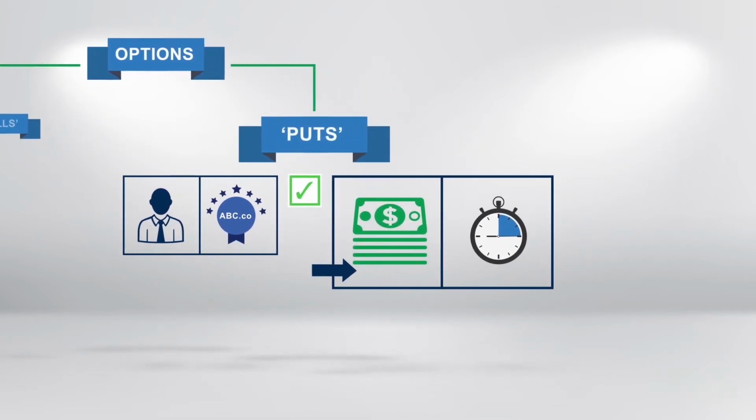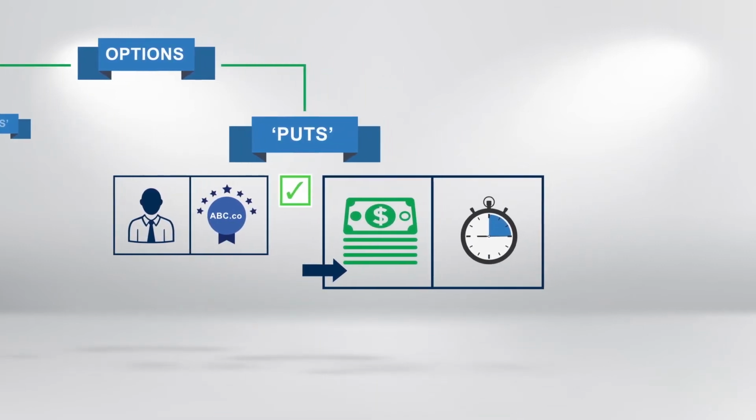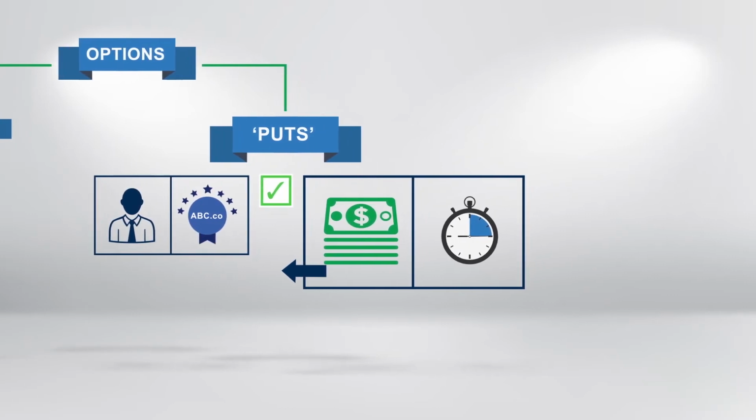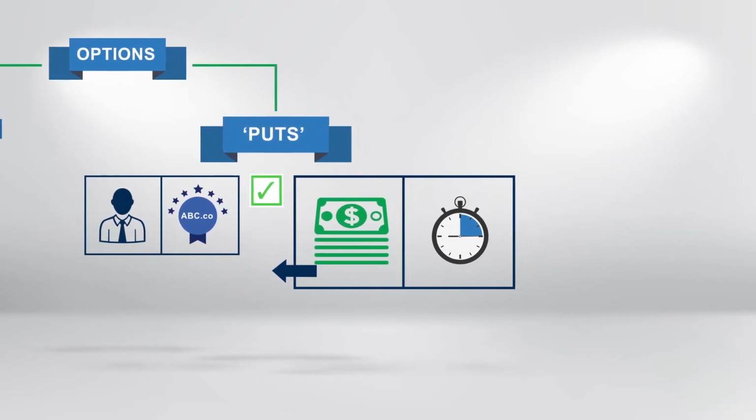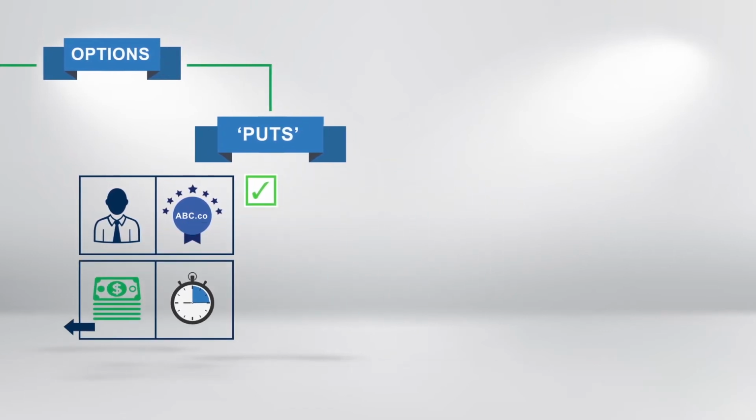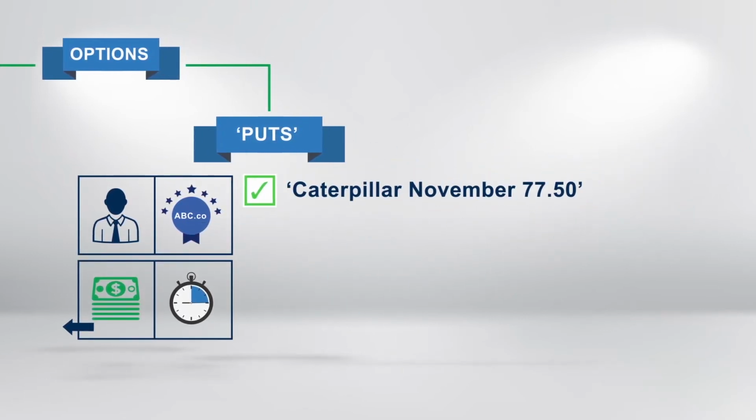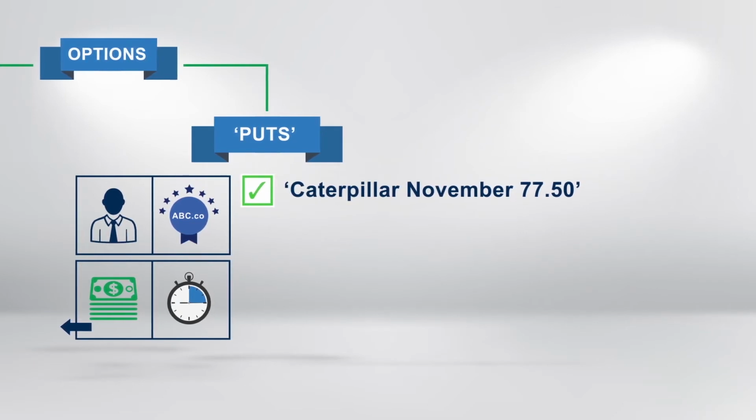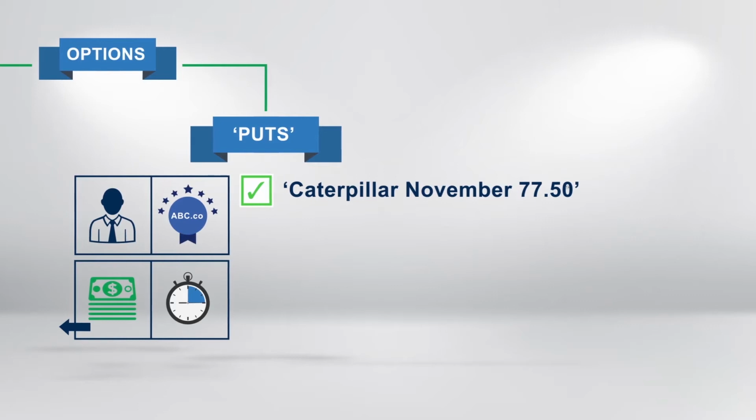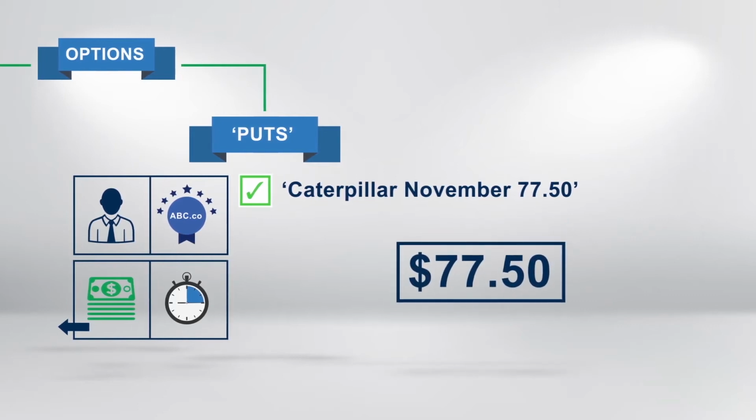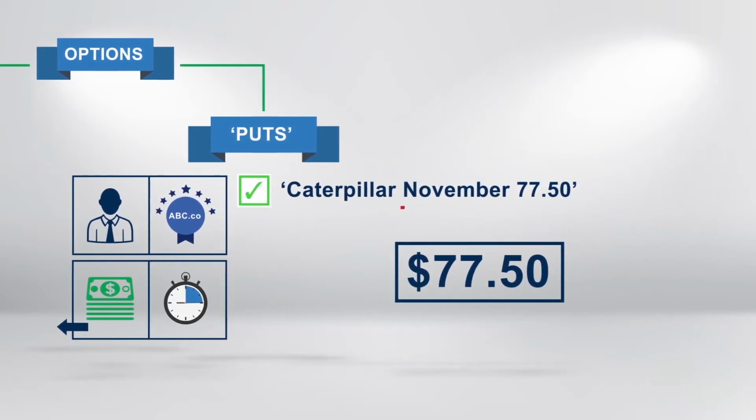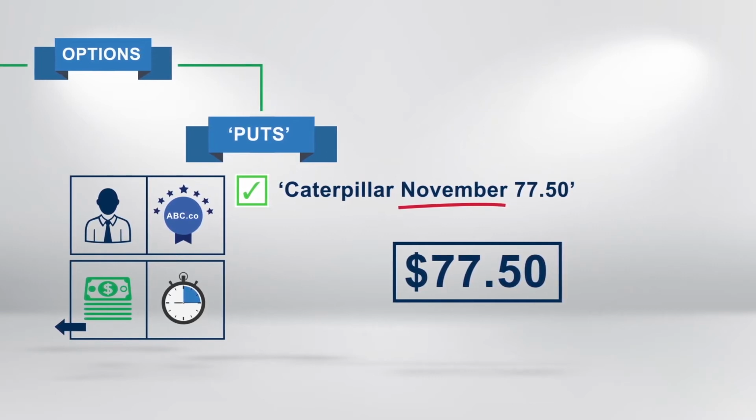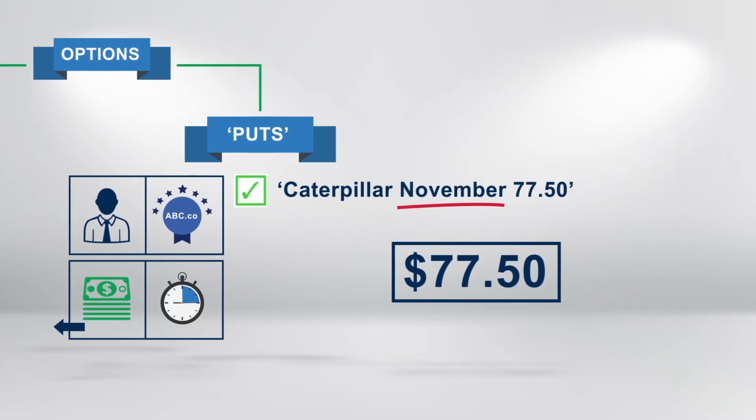A put gives the owner the right, but not the obligation, to sell a specific number of shares of the underlying stock at a predetermined price and time. For example, one contract of Caterpillar November 77.50 put option will give the buyer the right to sell shares of the company at $77.50 at any time before November expiration. Click on the expiration block to find out more.